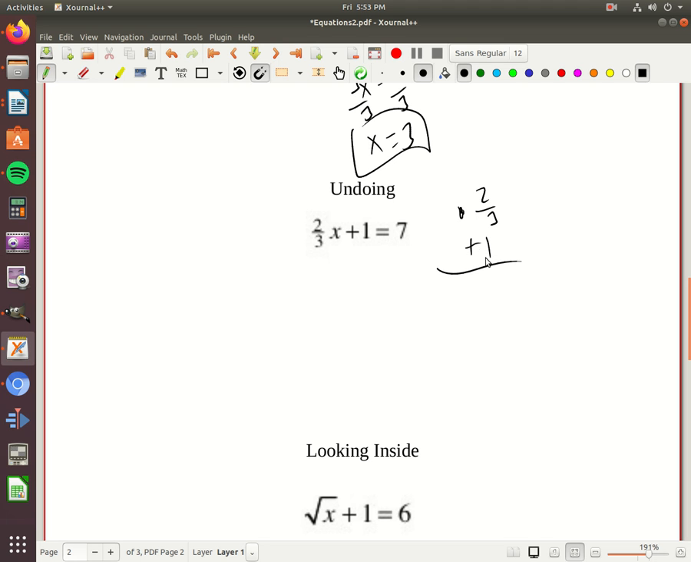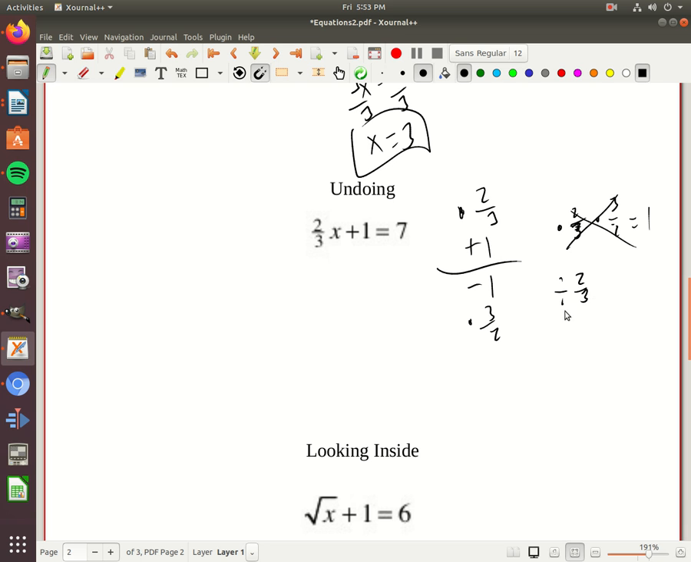So if I want to get rid of a plus 1, I'll subtract 1. And if I want to get rid of a multiplying by 2/3, the way to get rid of that is to multiply by 3/2, right? Because I know that the tops will cross cancel and they'll get rid of each other. So in order to get rid of a multiplying by 2/3, I'm going to multiply by 3/2. Now, some of you might say, well, it seems like the opposite of multiplying by 2/3 would be divide by 2/3.